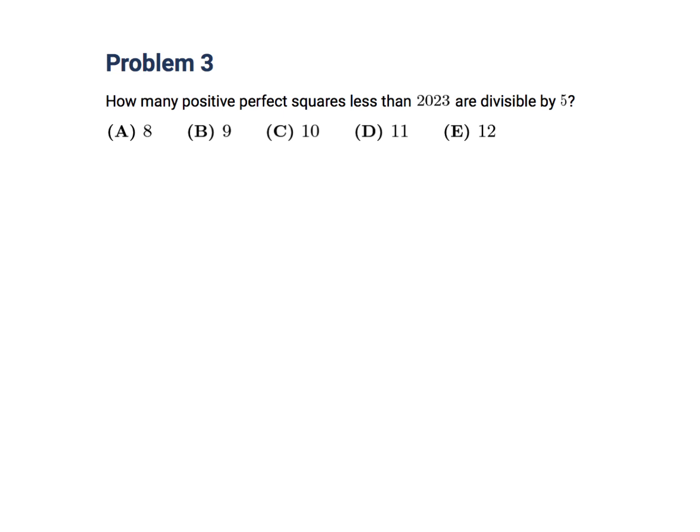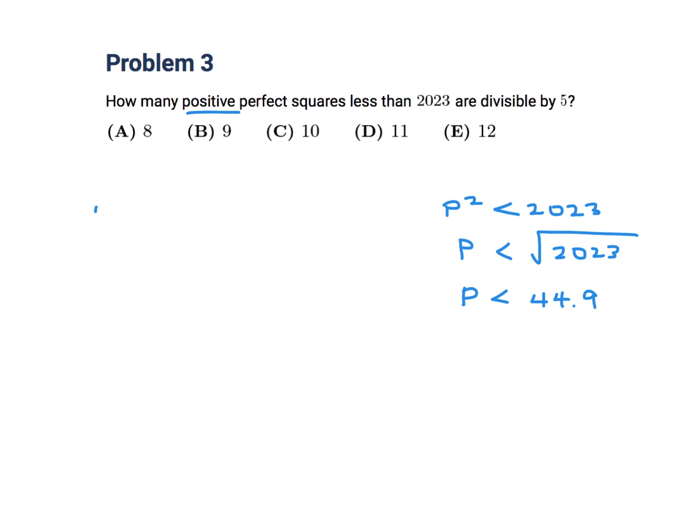How many positive perfect squares less than 2023 are divisible by 5? Well, first of all, we want a perfect square to be less than 2023. So that means the square root of 2023 will be what we're looking at, and that's approximately 44.9. So basically we want perfect squares, obviously positive ones, where the number is less than 44.